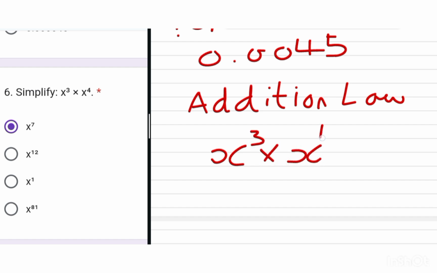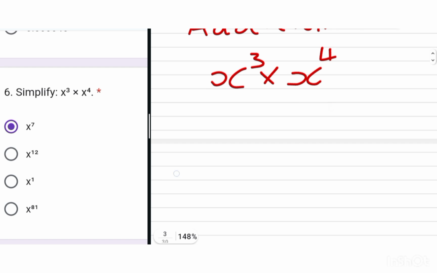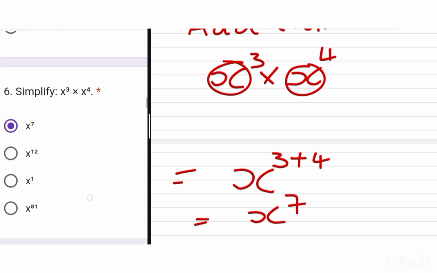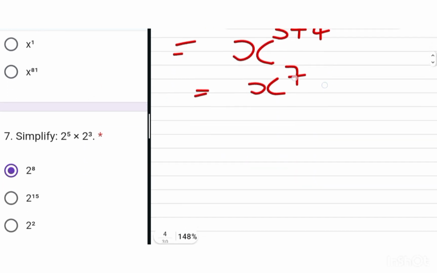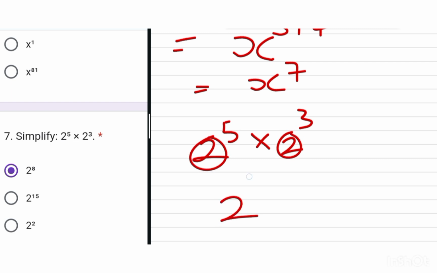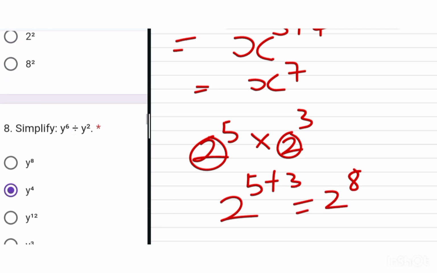x raised to the power 3 times x raised to the power 4. Since the bases are the same, both bases are x, so use the addition law. That gives us x raised to the power 3 plus 4, which is equal to x raised to the power 7. Number 7 question, 2 raised to the power 5 times 2 raised to the power 3. Using addition law as the bases are the same, that gives us 2 raised to the power 5 plus 3, which is equal to 2 raised to the power 8.